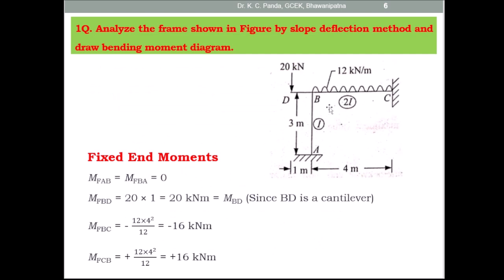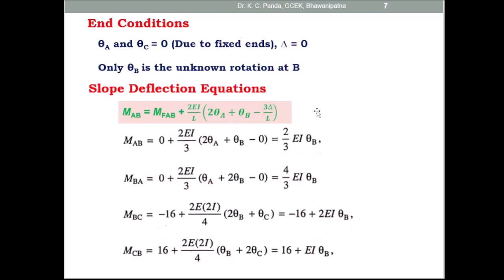Then find out MBA. MBA is equal to MFBA plus 2EI by L into 2 theta B plus theta A minus 3 delta by L. As you know, L is equal to 3 meter and MFBA is equal to 0. So MBA is equal to 0 plus 2EI by 3 theta A. So theta A is also equal to 0, only have to take 2 theta B. Delta is also equal to 0. So 2EI by 3 into 2 theta B. So that is 4 by 3 EI theta B. MBA is equal to 4 by 3 EI theta B.